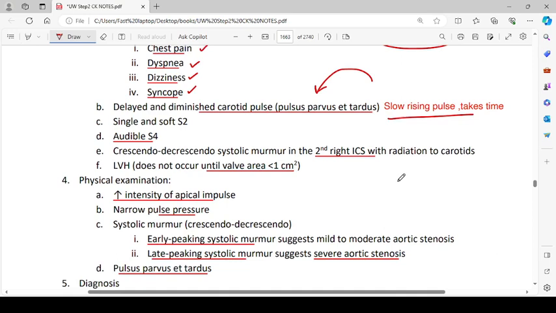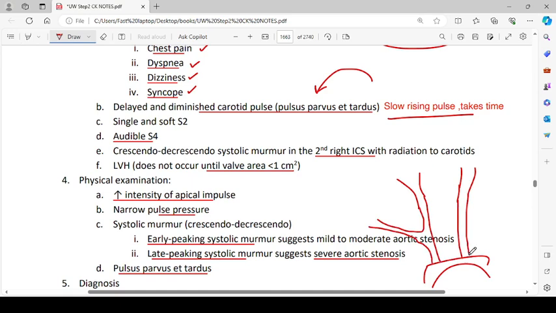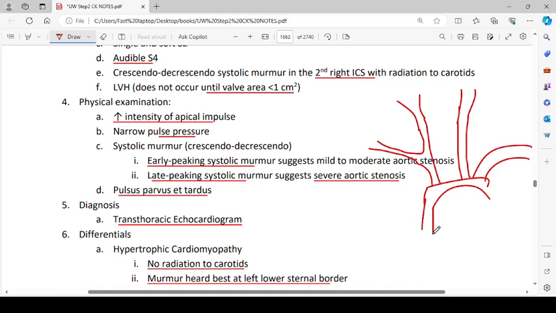Now the phenomenon here is, suppose these are the carotids on each side. This is aorta, and aorta is giving the brachiocephalic trunk, which is giving the subclavian artery and the common carotid artery here, and here we have the carotid artery, and then this is the subclavian artery. Now, since this aortic valve is stenosed, the blood flow through the aorta is slow, like blood reaches the carotid slowly. So the carotid pulse is slow to come. It is a weak pulse and it is also slow to rise. So this is called as pulsus parvus et tardus.